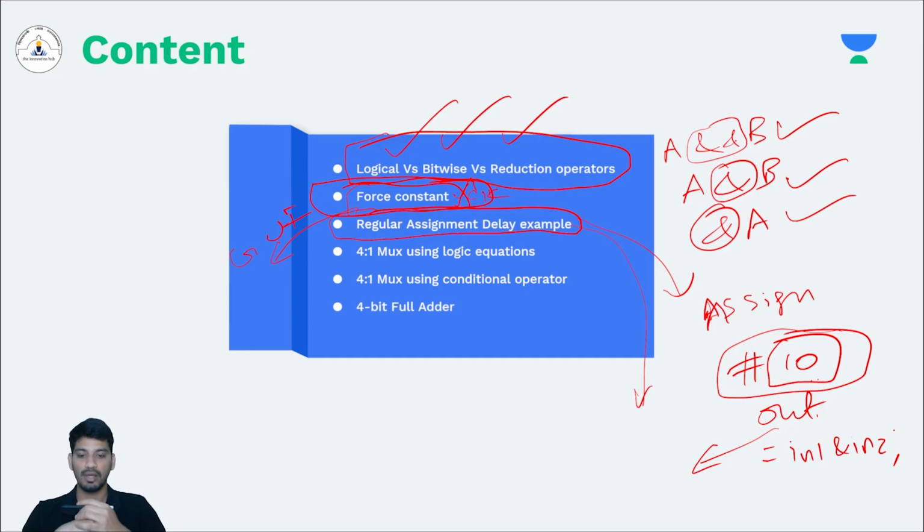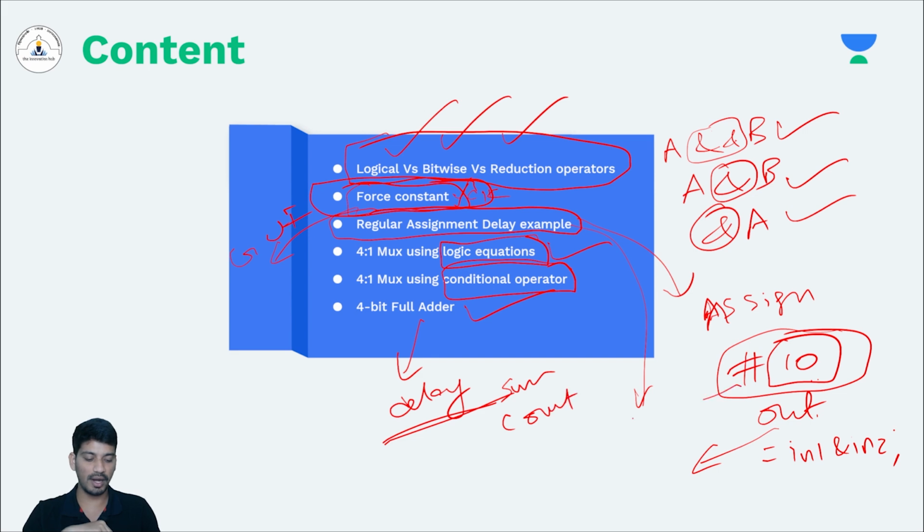After that, I will design a 4:1 multiplexer using two different methods. One is by using logic equations and the other by using the conditional operator that we have learned. And finally, I will conclude this session with a 4-bit full adder with realistic delays. We will give delays to both sum and carry out by simply adding this statement in the assign statement. So let's begin the live coding session.